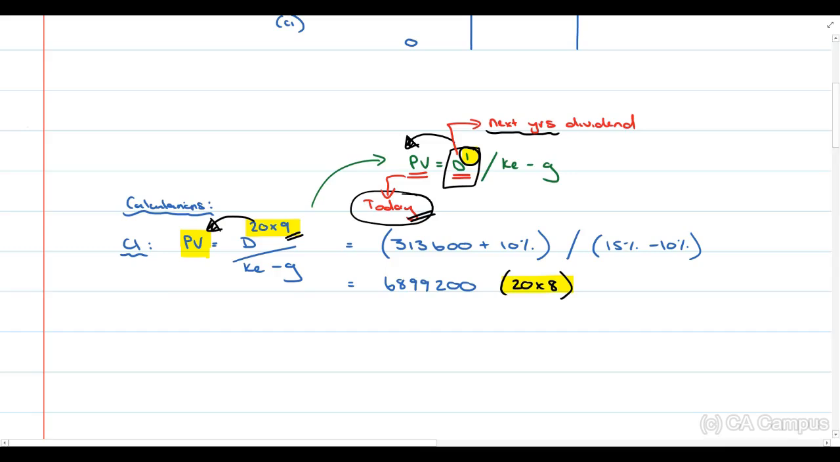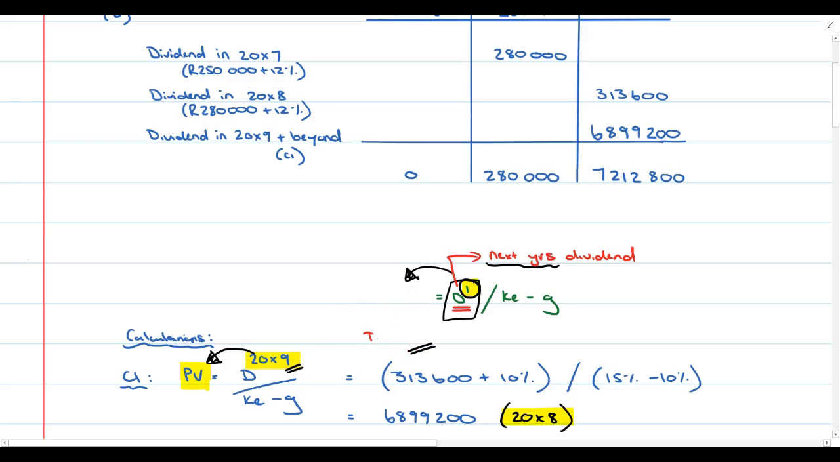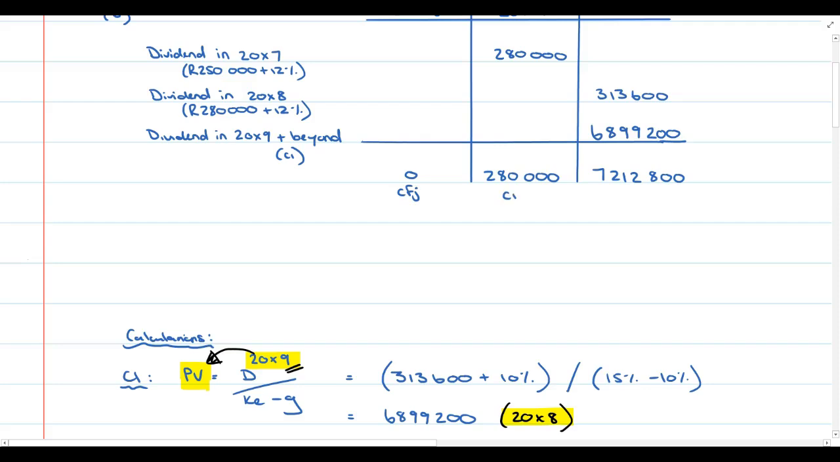So we are going to add this to our 20x8 cash flows. We can then total all of our cash flows and wrap up this calculation. So we are going to include these cash flows in our financial calculator. Make sure that you always show your calculator steps. Don't just write down an answer. So we'll include all of those cash flows.